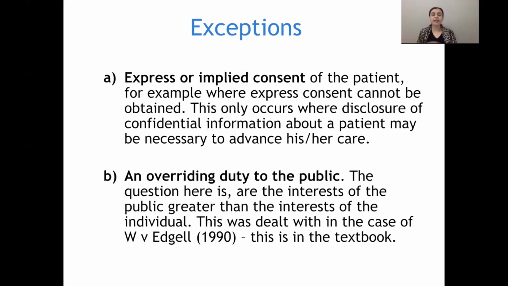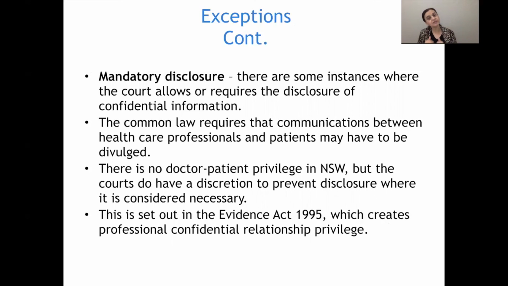If we have an overriding duty to the public, there's an exception there under the law. So the question here is, are the interests of the public greater than the interests of the individual? That was specifically looked at in the case of W v Edgell in 1990, which is in the textbook. Remember, a few weeks ago I said the healthcare professional has obligations to the public and to the court. Well, sometimes that's considered an overriding obligation. So where there's some conflict between the obligations to the public and the obligations to the individual in maintaining confidentiality, then the obligation to the public would be of paramount significance, and a breach of duty would be permissible. There are also some exceptions under the legislation itself.